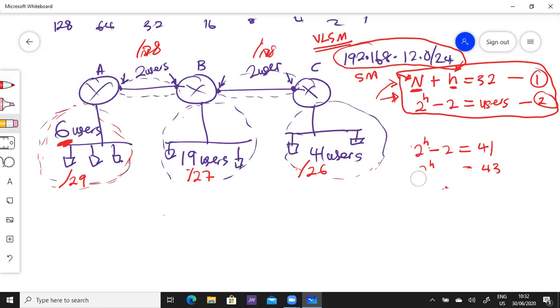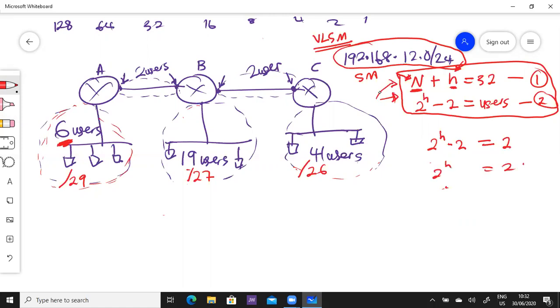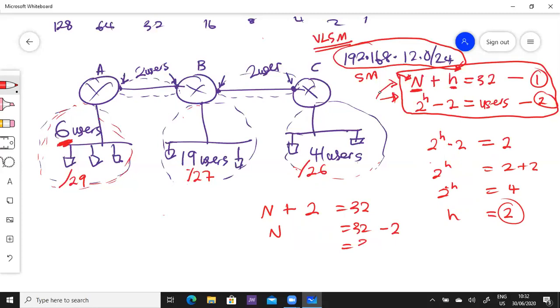What about the 2 users? Okay, so for the 2 users, 2 raised to the power h minus 2 is equal to 2. 2 raised to the power h is equal to 2 plus 2. 2 raised to the power h is equal to 4. h will be 2, because 2 raised to the power 2 will give us 4. So if h is 2, network bits plus host bits should give us 32. So network bits is equal to 32 minus 2, which is equal to 30. So for the 2 users, we are going to have /30 for both of them.